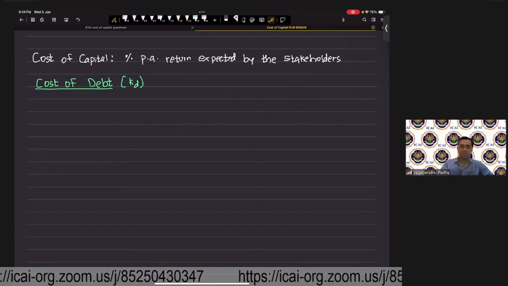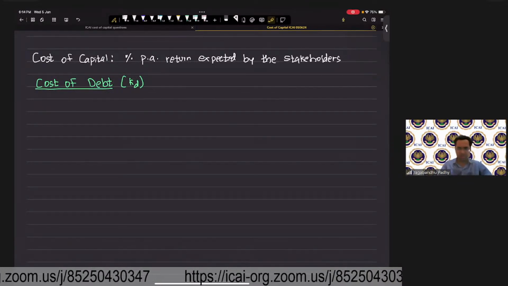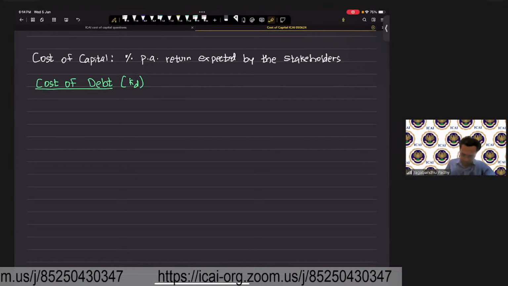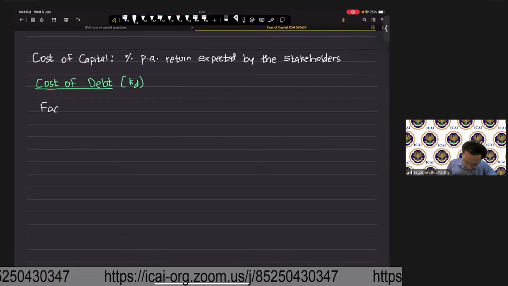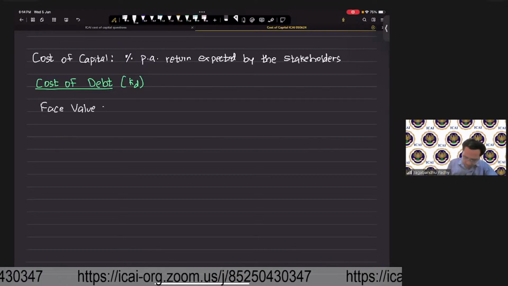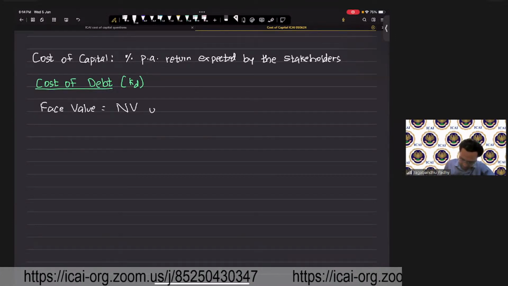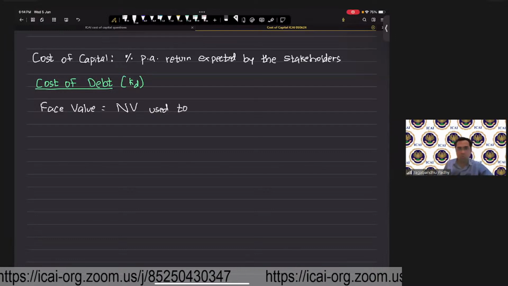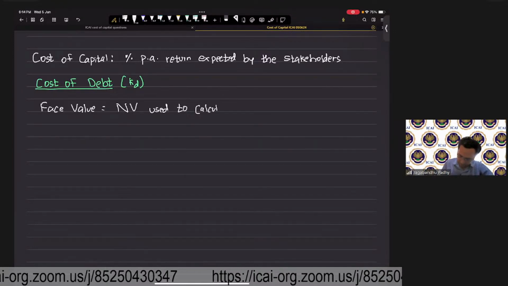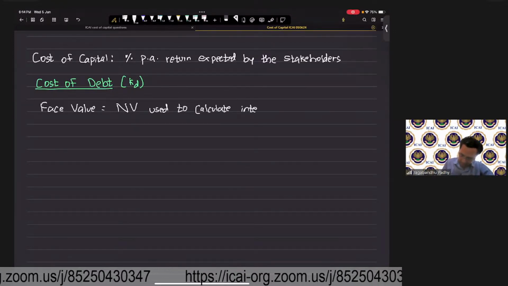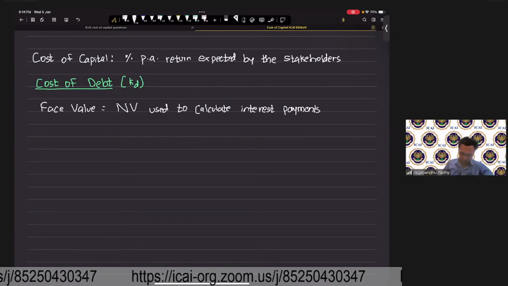Let's understand certain features of debentures we need to understand before we go about calculating the cost of debt. First of all, whenever we talk of debt, primarily we're taking an example of debenture. In debenture, we have something called face value. This is basically the nominal value which is used to calculate interest payments, right?